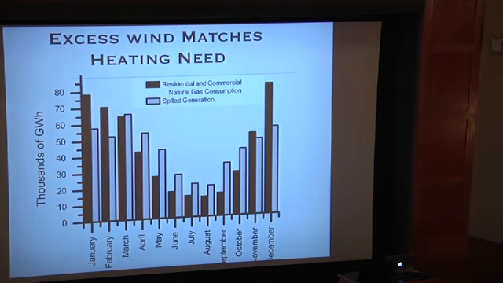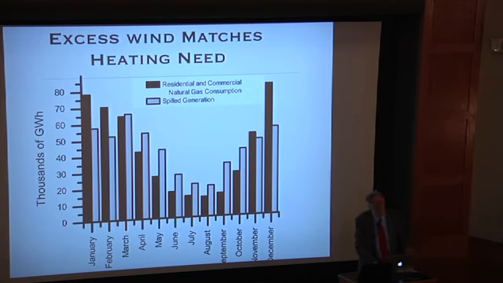This is one of those graphs where you say, wait a minute, guys, you took the same column out of the spreadsheet and plotted it twice. The residential and commercial natural gas consumption is almost exactly the same as the excess electricity. So, of course, this wasn't in the big model.